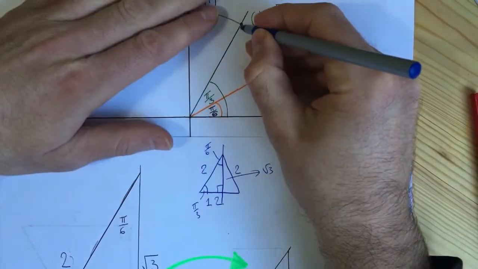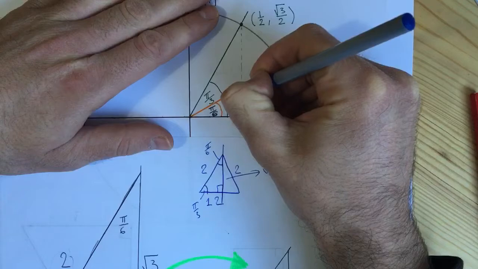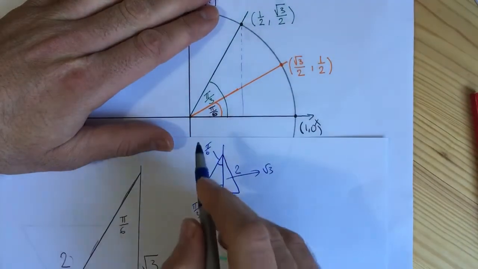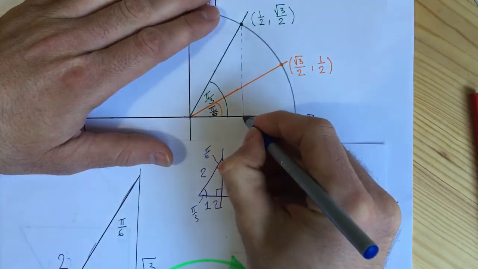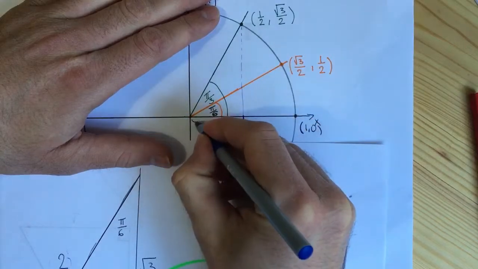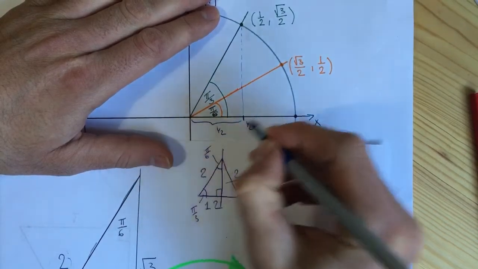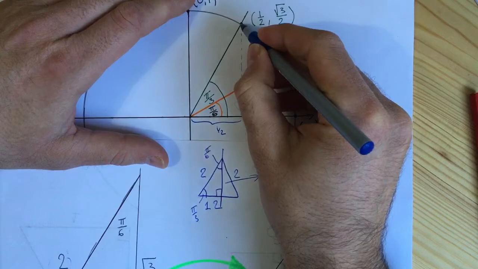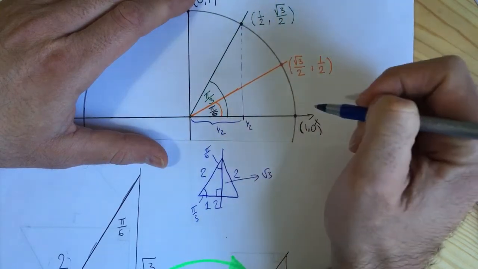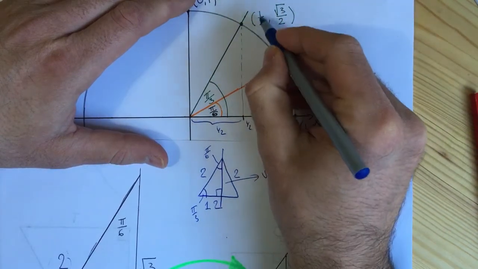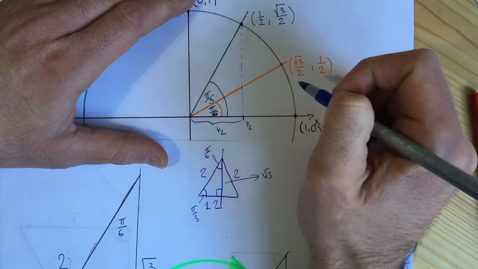Hypotenuse 1. This here is going to be the side. This point is 1/2. So this side here, the distance is 1/2, and this distance here is going to be square root of 3 over 2. So I get the point 1/2, square root of 3 over 2.